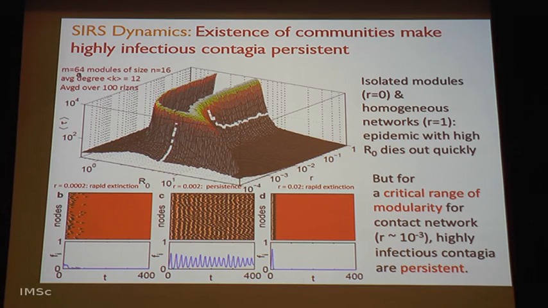But for a critical range of modularity of the contact network, here you can see R approximately 10 to the power minus 3, highly infectious contagions are persistent. Only for a high infectious rate. For a lower infectious rate, it's not persistent. This peak shows a high infectious rate. This white dotted line is for R naught equal to 6.